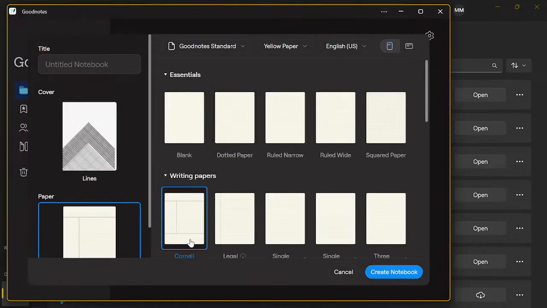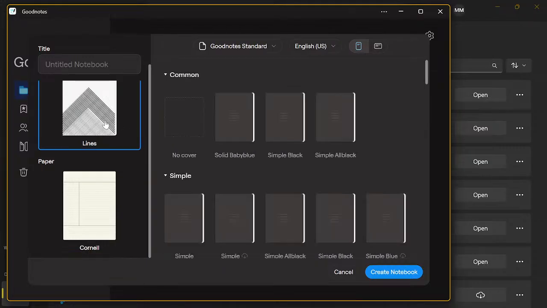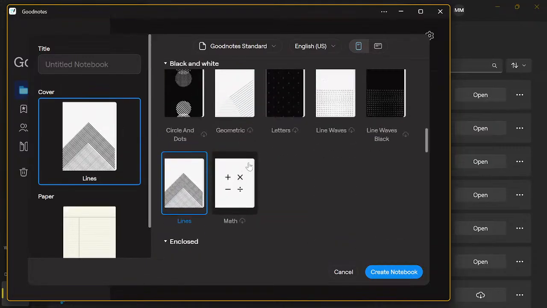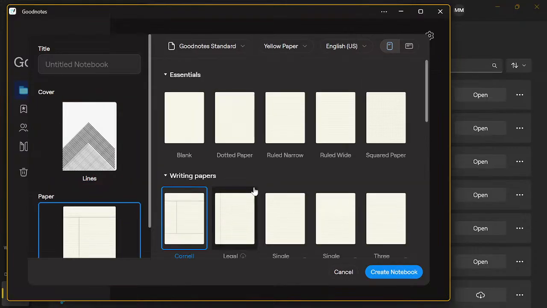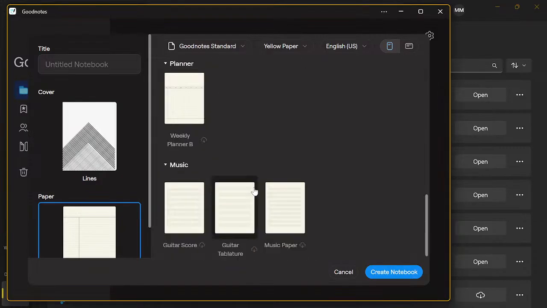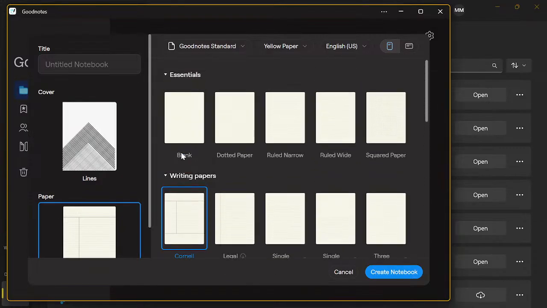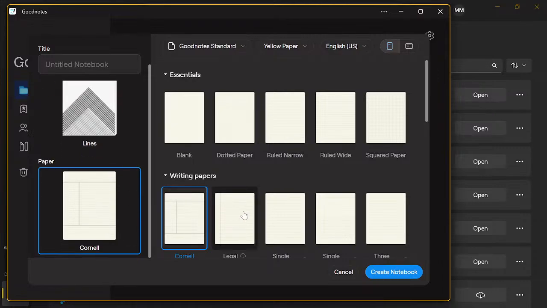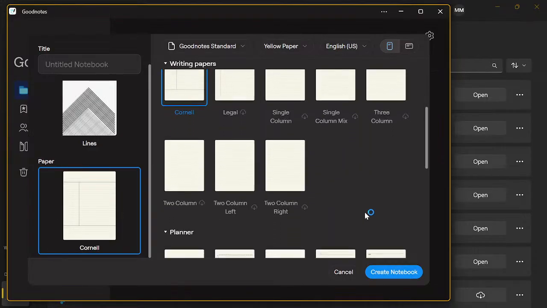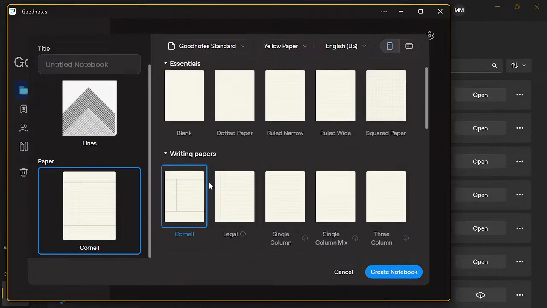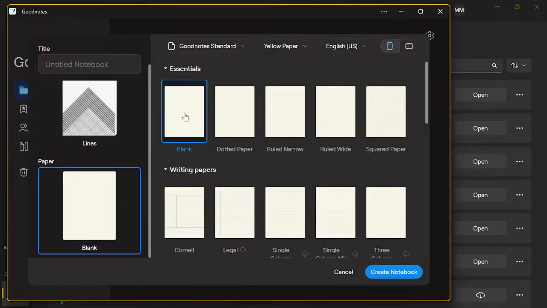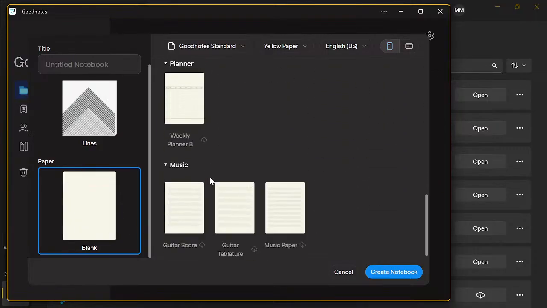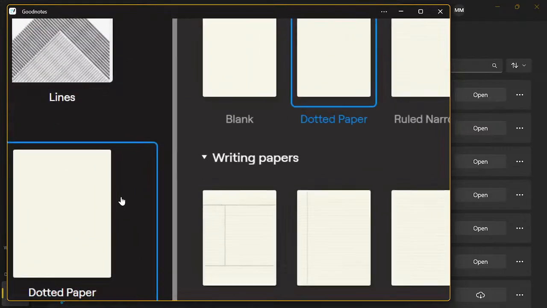Notebook. What's the best notebook? I mean, outline. Yo, so cool. Okay, let's keep it that one. Writing paper, essential, music, planner. Should I do this? I think this is the right one, but I don't know how to use it though. For now, we'll keep it blank. Dotted paper.